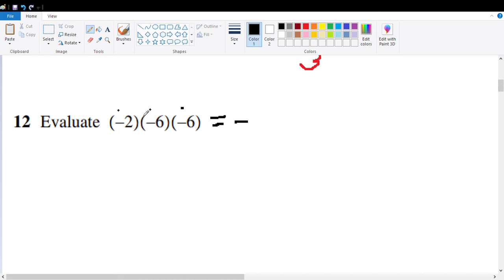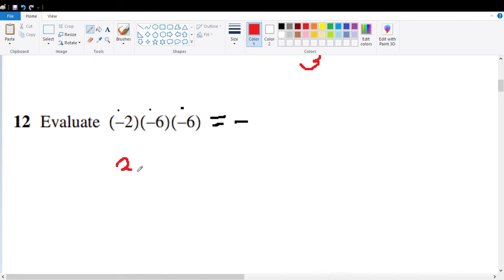Again, just in case you didn't know, if you have an odd number of negatives and you're multiplying, your answer is negative. If you have an even number of negatives, let's say you only have 2 negatives, your answer is positive. Even number of negatives, positive. Odd number of negatives, negative. Now we're just going to multiply. Since we know the signs, we can just multiply the numbers as is.